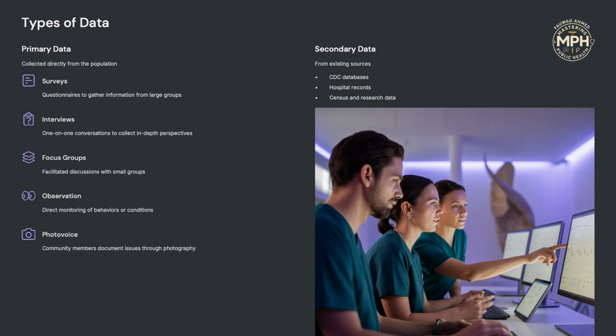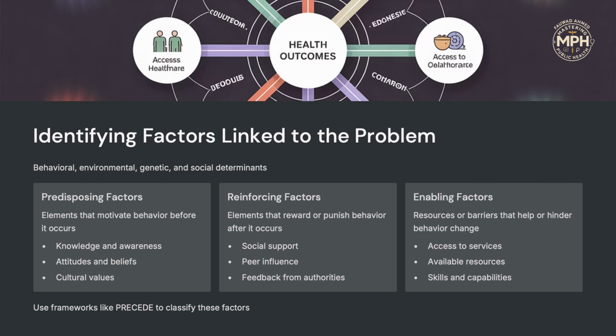Step 3. Analyze the data. Look for patterns, trends, and disparities. Compare results to national benchmarks or guidelines like Healthy People 2030. Step 4. Identify the factors linked to the health problem. This may include behavioral, environmental, genetic, and social determinants. Tools like the PRECEDE model can help classify these as predisposing, reinforcing, or enabling factors.